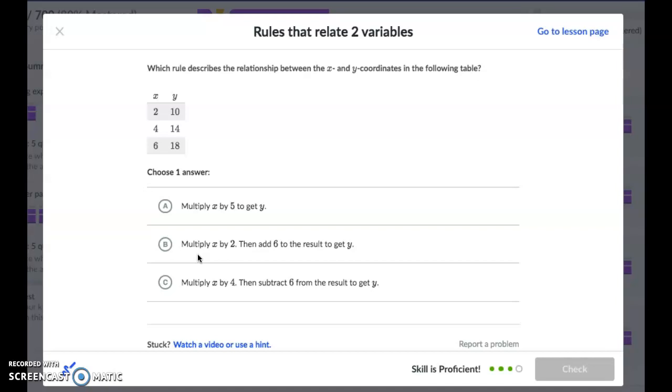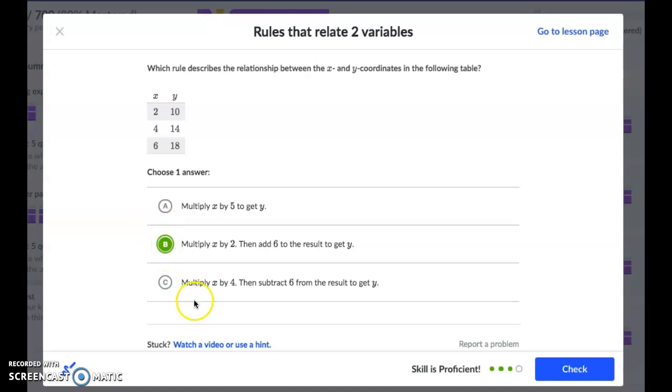Multiply x by 2, then add 6 to the result to get y. So 2 times 2 is 4, and then add 6 would give me 10. 4 times 2 is 8, and then add 6 would get me 14. 6 times 2 is 12, and then add 6 would give me 18.